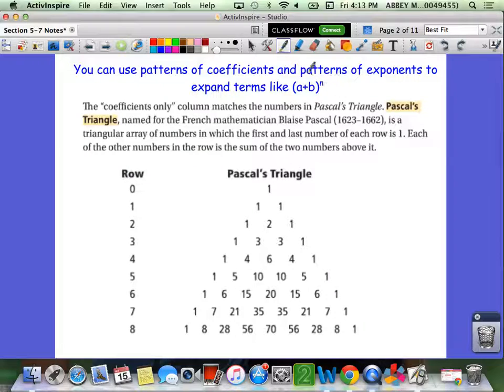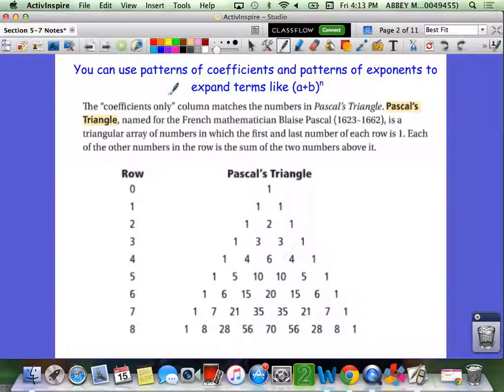triangle. You'll notice here that it's coefficients only, okay? So this is just talking about the number part that goes in front of each term that you're expanding. This was created by a famous mathematician. His name was Blaise Pascal, and he was the one who came up with this and got credited for it. You'll notice that there are ones at the beginning and at the end of each row when you expand, so that's something to definitely keep in mind.